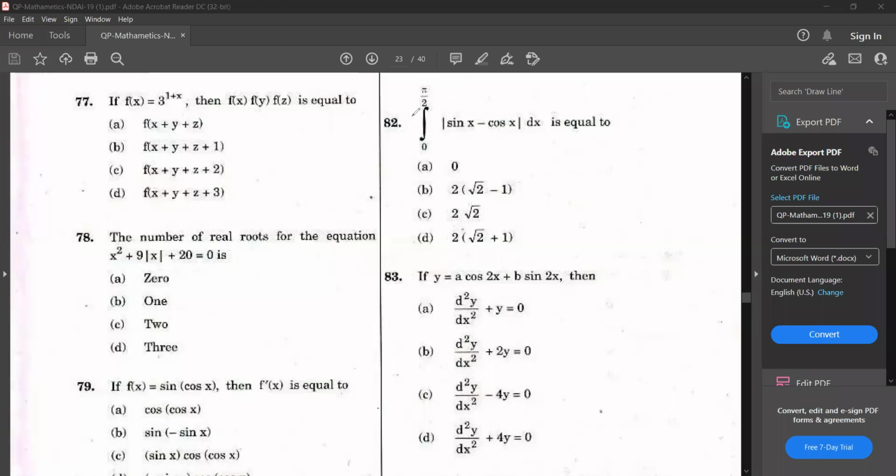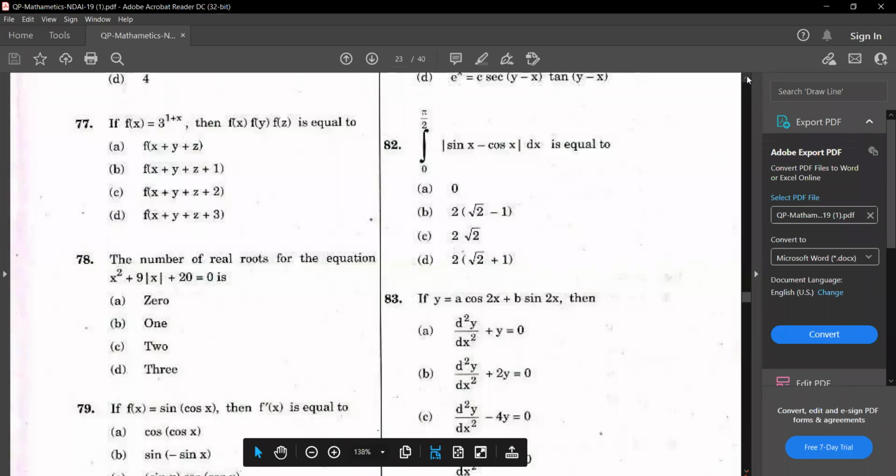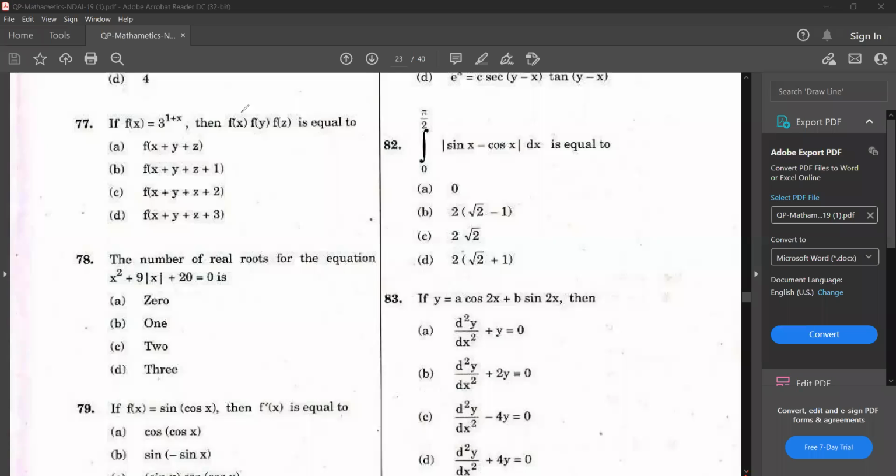We'll see some previous year maths questions of NDA. So, see the question number 82. Question number 82. All of you try question number 82. Once you get the answer, just comment your answers.